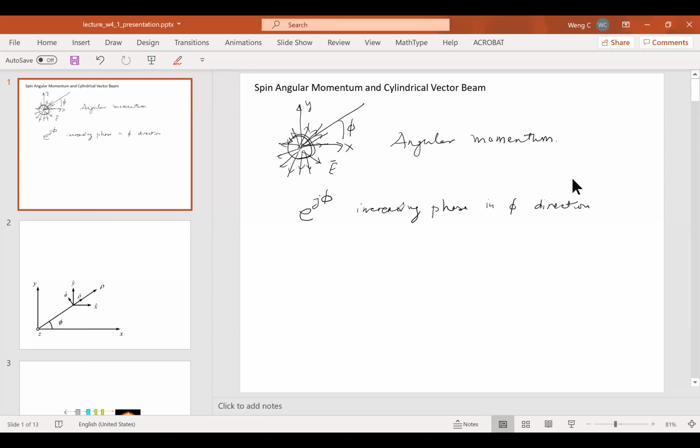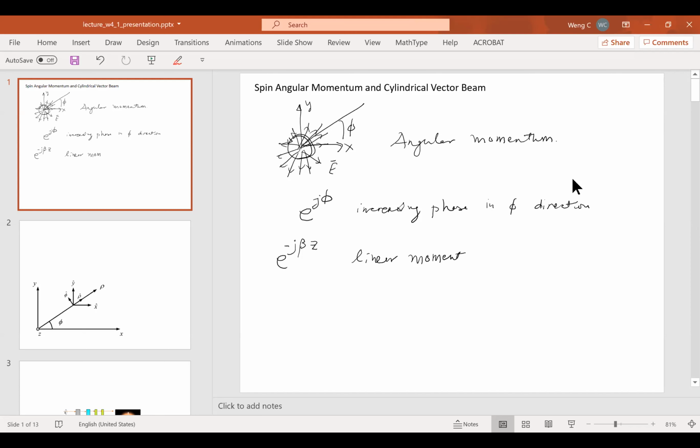Okay, it turns out that if you have a wave, like a plane wave propagating in the z direction, this wave is increasing in phase in the z direction, so it will have a linear momentum.